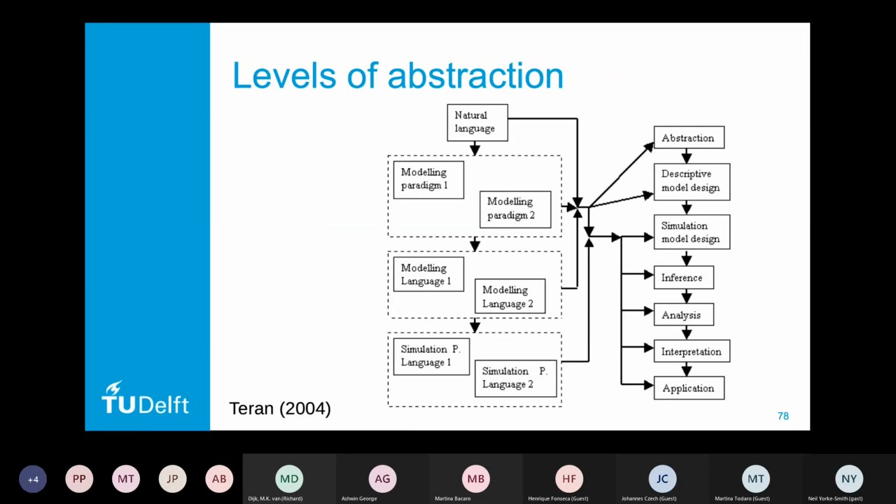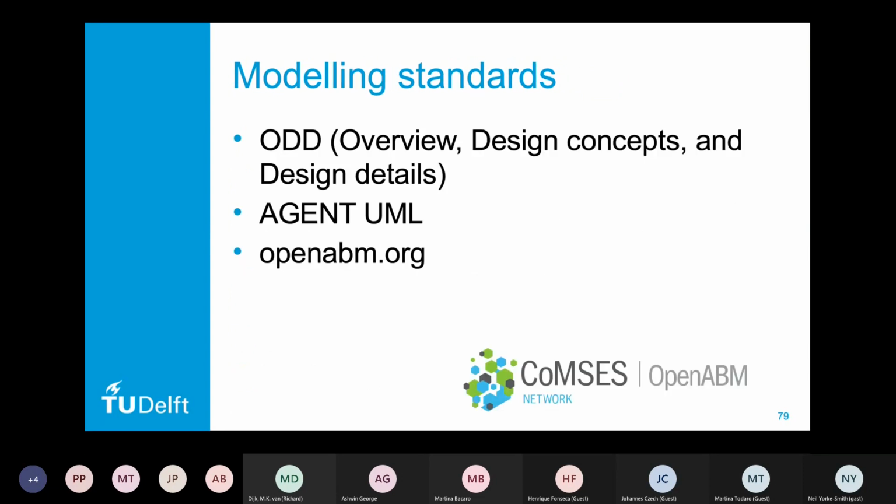I think I talked about this earlier, about the abstraction. So there are some modeling standards. The most useful one is ODD. It's now in version 2 or 2+. It stands for overview, design concepts, design details. It's a bit like the top-down approach I just mentioned, the high level and then the more detailed design. It's not so much a design process, it's more a way of documenting an agent-based model.